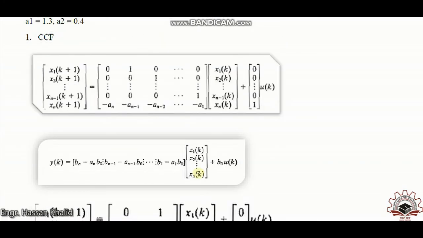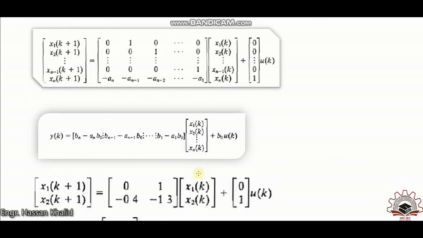Now if you remember this controllable canonical form equation, generally it was written as, so first of all let's define the order of the matrix. Since n is equal to 2, it will have 2 rows and 2 columns, and it is standardly defined by this equation, 0 and 1 as the first row. Secondly, we will mention the value of a1.